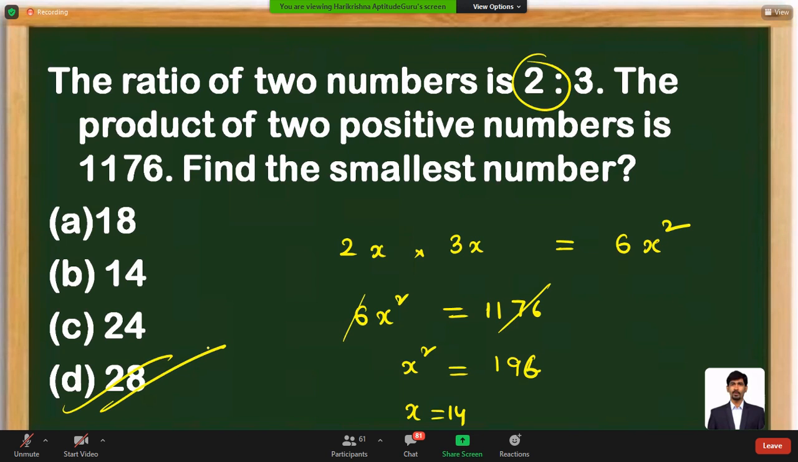Most of the students are doing one mistake like 2x into 3x. They are taking 6x. Product of the numbers must be 6x square, right? So don't forget that. Even if you use the parts method, 6 into part square will be equal to 1176.